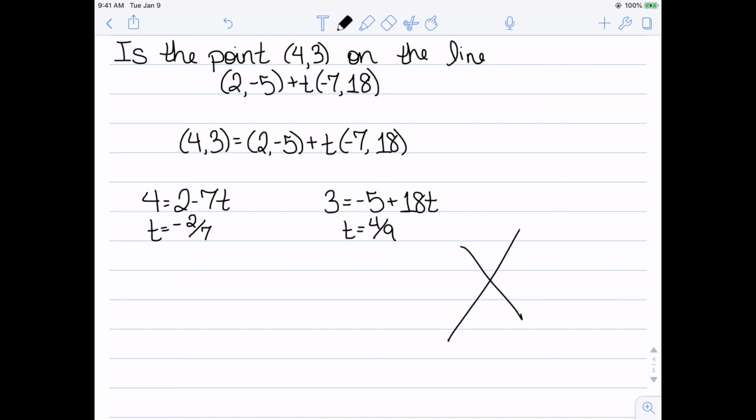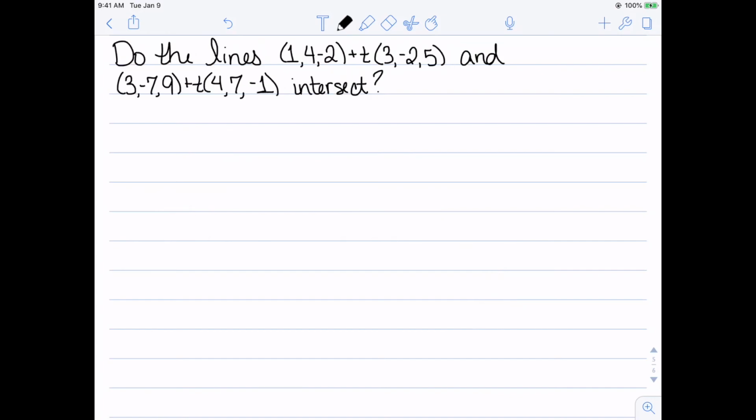I now want to know, do the lines (1, 4, -2) plus t times (3, -2, 5), and (3, -7, 9) plus t times (4, 7, -1) intersect? Based on our last two examples, it's common to want to just set these equations equal to each other and see if we can solve it. But that's actually not what we need to do. There's no reason that the value of t for the first line needs to be the same value of t for the second line.